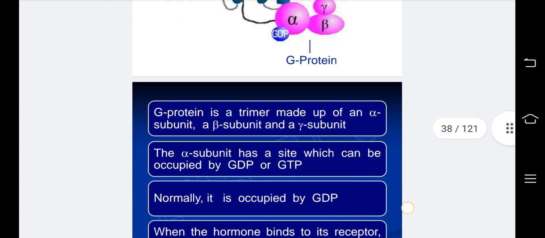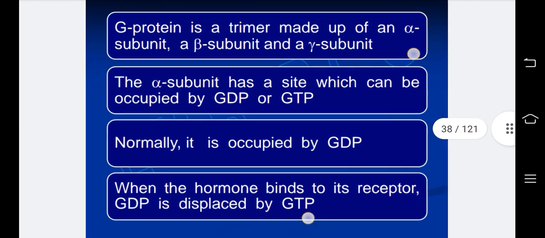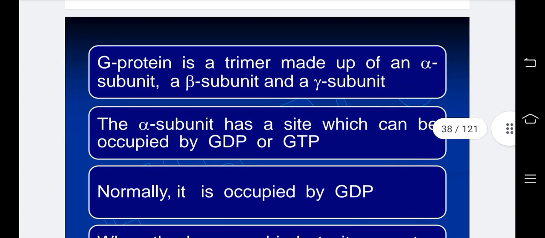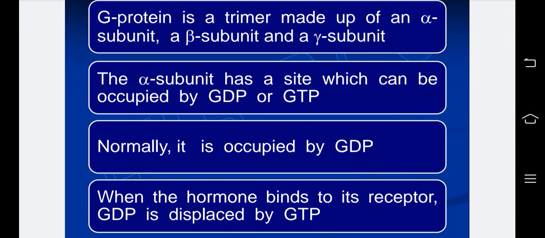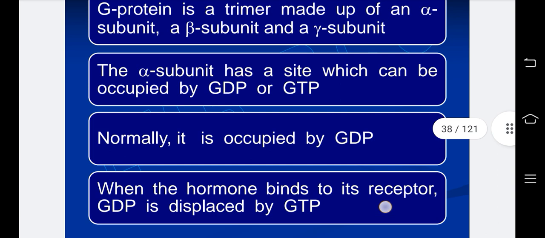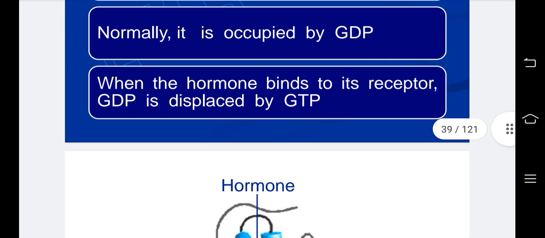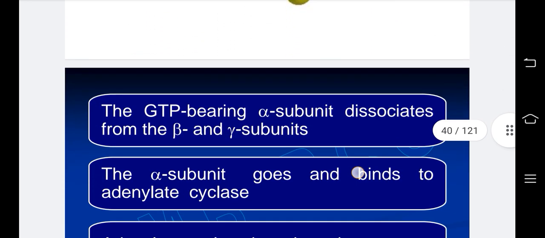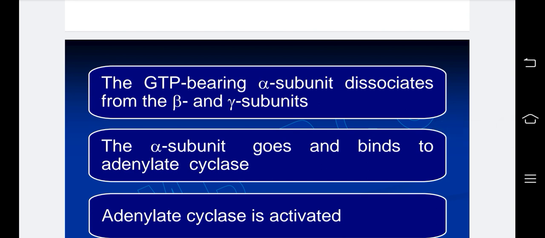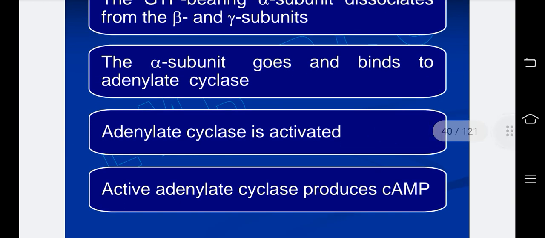Okay, receptor is there. G protein is a trimer made up of alpha subunit, beta subunit and gamma subunit. The alpha subunit has a site which can be occupied by GDP or GTP. Normally it is occupied by GDP. When the hormone binds to its receptor, GDP is displaced by GTP. This is the active stage. The GTP-bearing alpha subunit dissociates from the beta and gamma subunits. The alpha subunit goes and binds to adenylate cyclase. Adenylate cyclase is activated. Active adenylate cyclase produces cAMP.